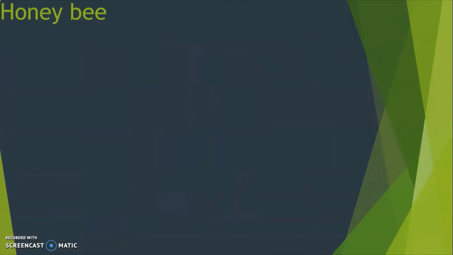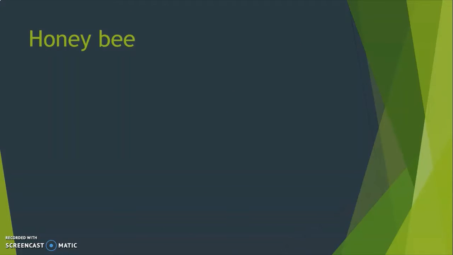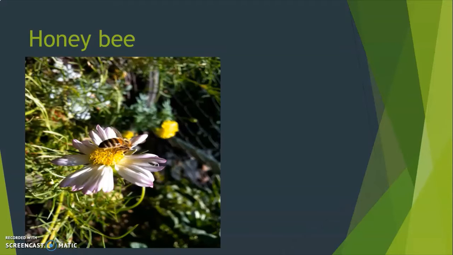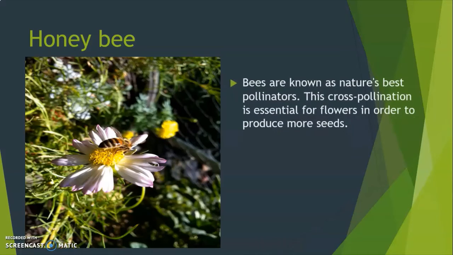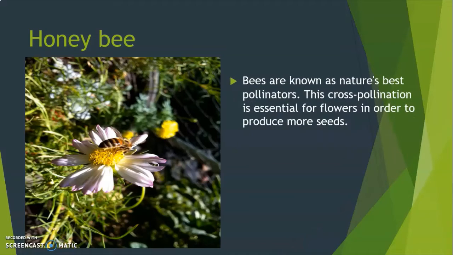And then the next one is the honey bee. Honey bee. All right, look at the picture. Same with the bumblebee. Honeybee, yes, it's the same as bees. Bees are known as nature's best pollinators. This cross-pollination is essential for flowers in order to produce more seeds. That is the role of the bees.